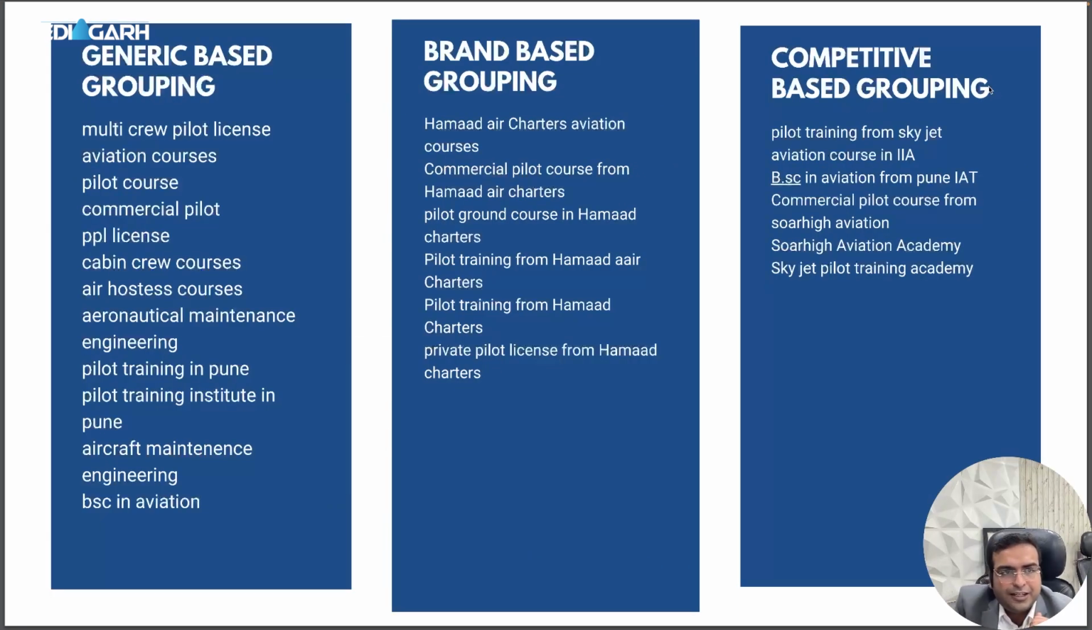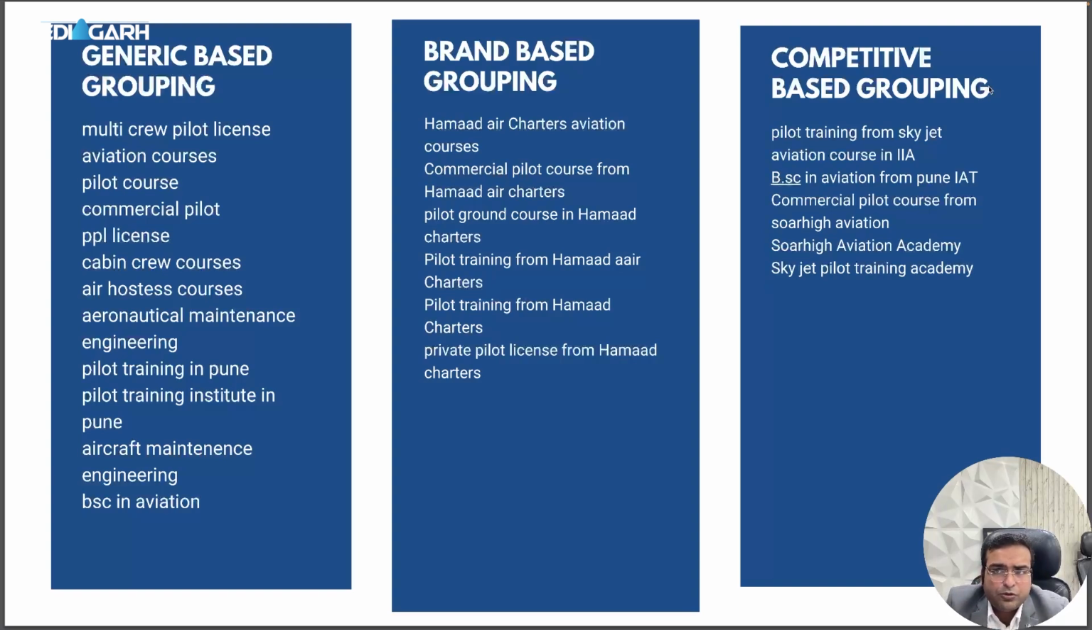So here there is generic-based grouping, then brand-based grouping, and then competitive-based grouping. In generic-based grouping you will get the maximum traffic, like people searching for PPL license, cabin crew courses, air hostess courses. This is a general type of keyword where whenever a person searches, he can see your ad. Then brand-based grouping, right now you will not get much traffic on this because people who already know your brand search for you directly. So in brand-based grouping: Hamad Air Charters, aviation courses, commercial pilot course from Hamad Air Charters. That comes under brand-based grouping.